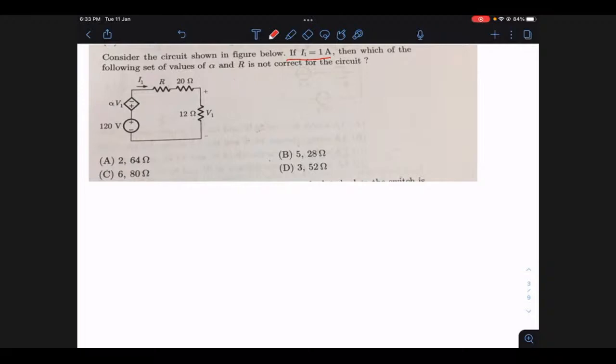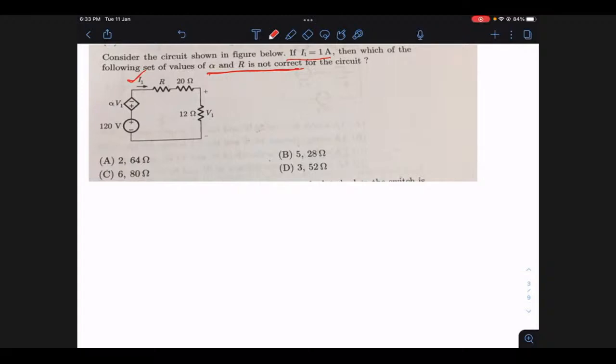So what is given in this case? In this circuit, the current I1 is given. This is the current I1 you see here, and it is 1 ampere. Which of the following sets of values of alpha and R is not correct for the circuit? You have to see the options. Which value is not correct with respect to alpha and R values? The circuit looks quite simple. It's a simple series circuit only, right? So let's see.